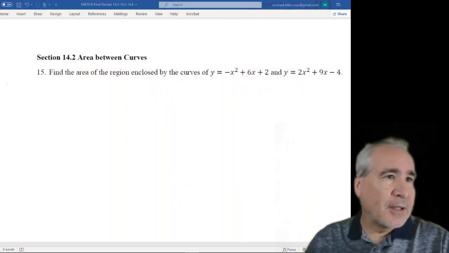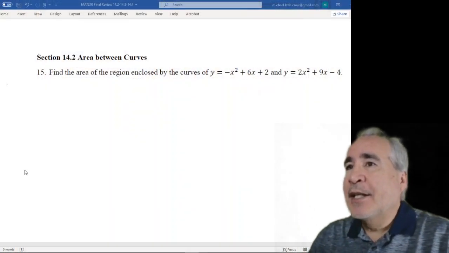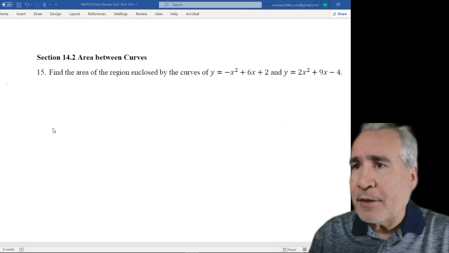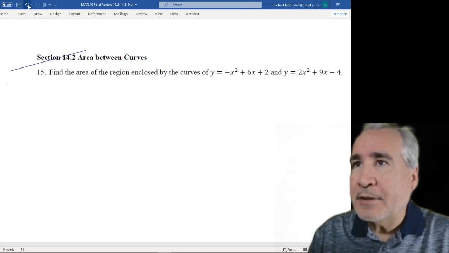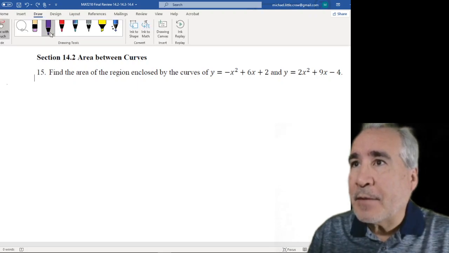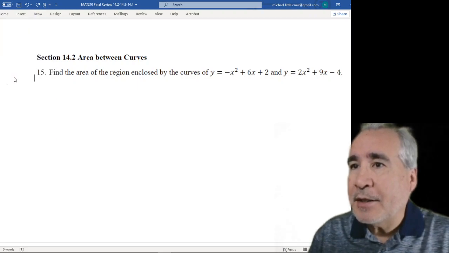We're going to find my window over here. I think it's here. Yes, we are. So area between two curves. We're going to start off with this one. So undo that one. Good. I've got my pens ready.